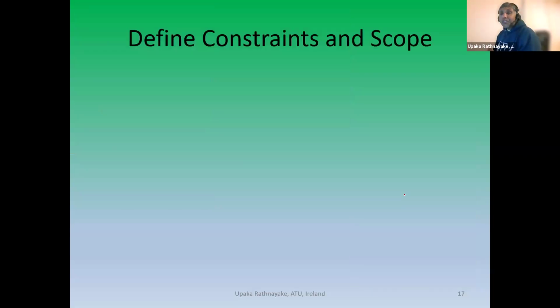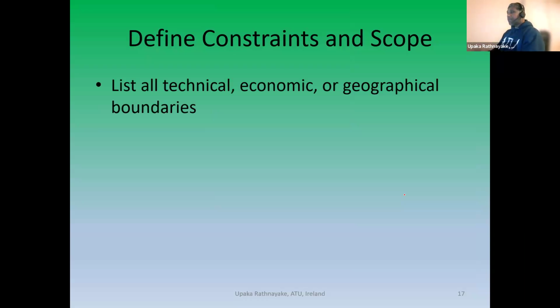Then I need to define the constraints and the scope. As I told you, I can't do everything, so I need to define my scope with the constraints. So I'm listing my technical, economic, and geographical boundaries. Sometimes you have various issues with the technical stuff and some geographical boundaries and so on.